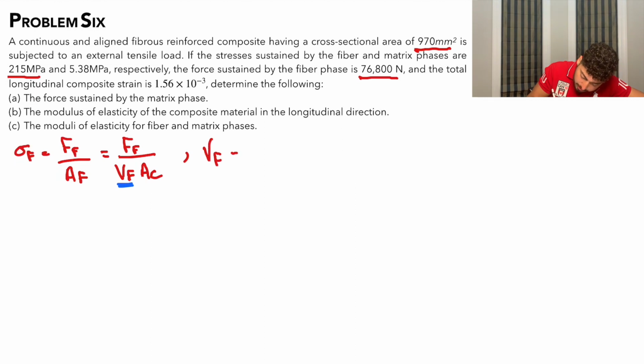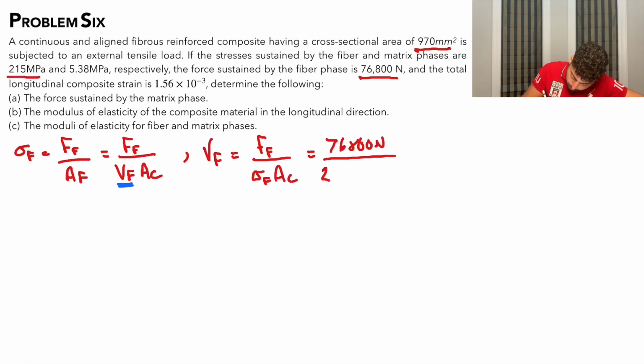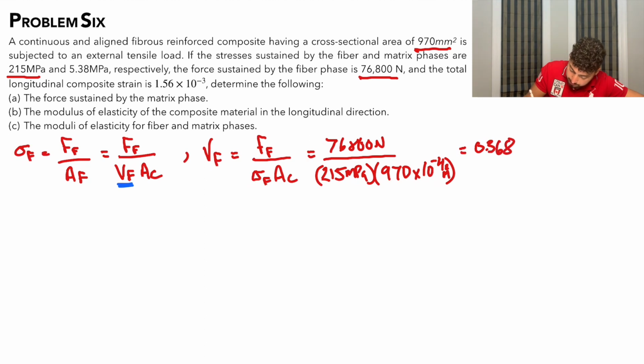So we can say the volume fraction of the fibers is equal to the force of the fibers divided by the stress of the fibers times the area of the composite. Let's substitute the values from the problem statement. So 76,800 newtons divided by the stress of the fibers, which is 215 megapascals, times 970 times 10 to the minus 4. That's now meters squared. And that's going to give us a value of 0.368. So we can say that the volume fraction of the fibers is equal to 0.368. So that's the first thing we need to do.